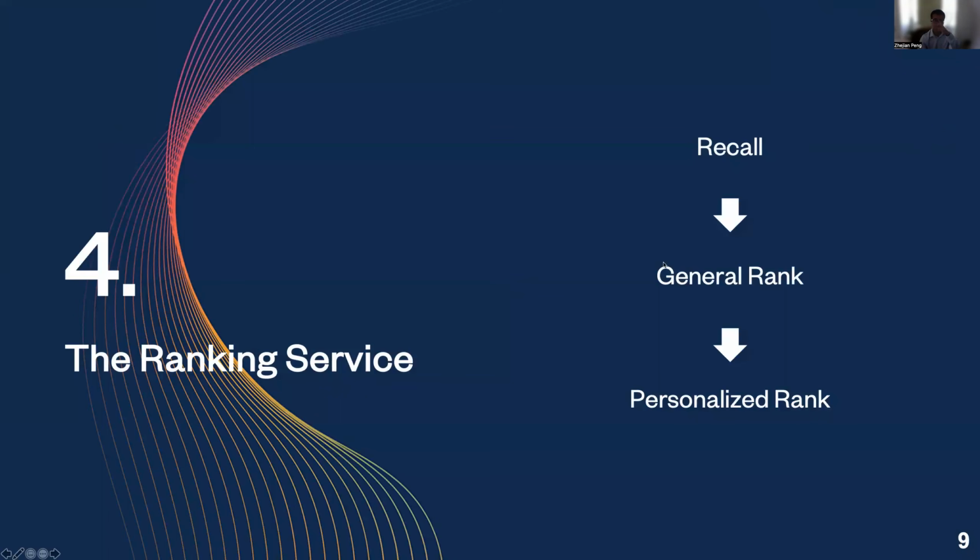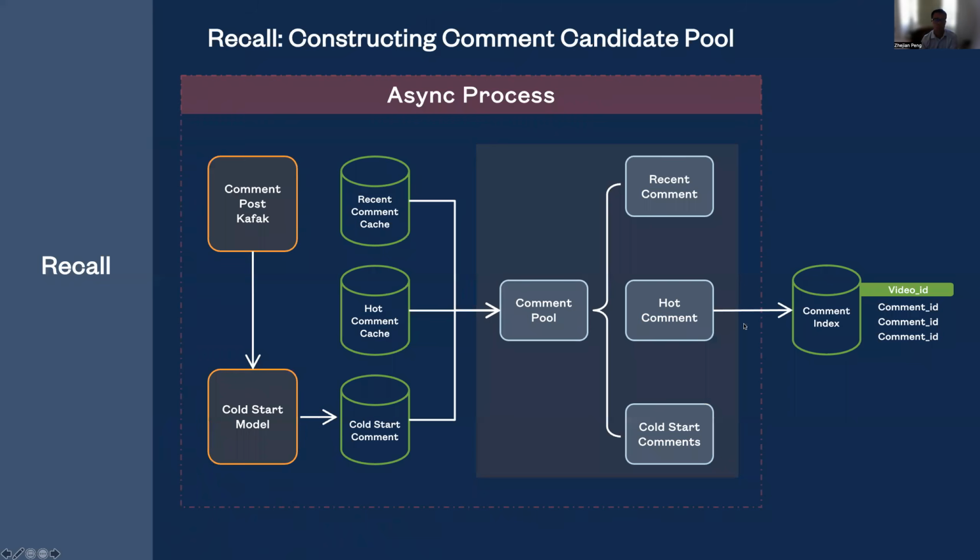Okay, now for the ranking services. I mentioned in the layered architecture slide that the ranking service contains recall, general rank, and personalized rank. Each part uses a certain type of model. So let's start with the recall stage.